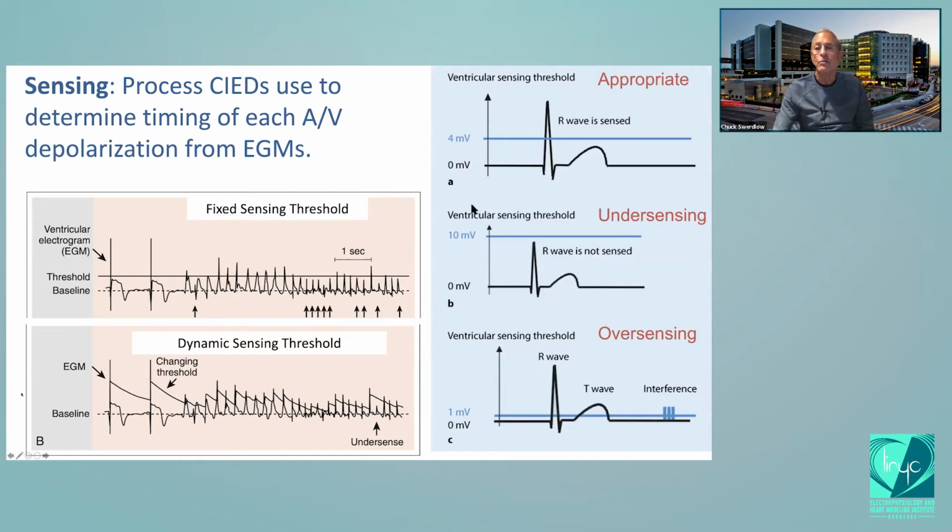Now, to use the terms we use, if we have a sensing threshold that is set so you sense the R wave but don't sense other signals, the T wave, then we call that appropriate sensing. We sense electrical activation, not repolarization or anything else. If we set the sensing threshold too high, we don't sense anything. We call that undersensing. And if we set the sensing threshold too low, we'll sense the R wave, but we'll also sense the T wave, and potentially low amplitude non-cardiac signals, and we call this oversensing.